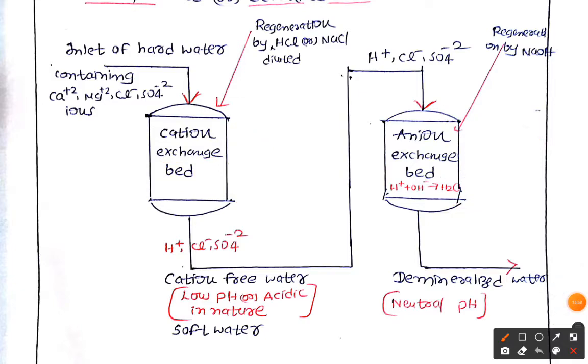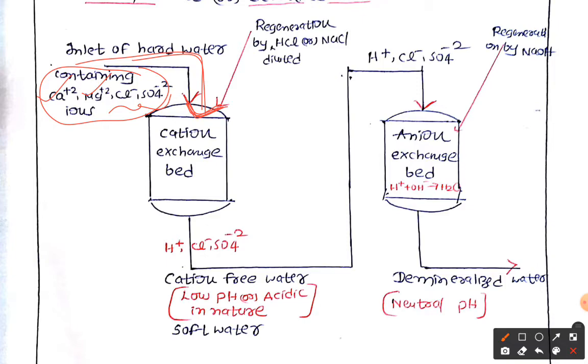So what are you going to do? First, you are going to send the water through the cation exchange bed, because first you are going to remove the cation. So what happens here? The hard water contains cations, calcium and magnesium, and anions, chlorides and sulfates.